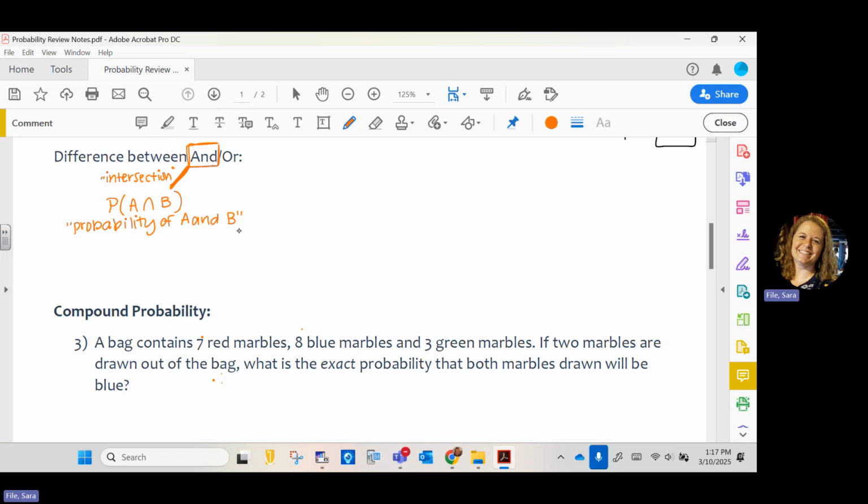And if you have two separate events and you're trying to find the probability of event A happening and event B happening, then you would multiply the individual probabilities to find the chance of both happening.